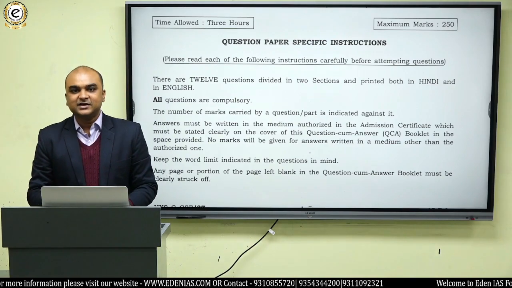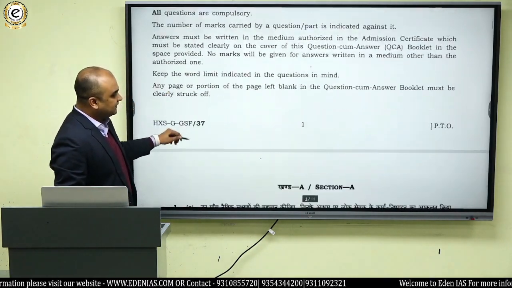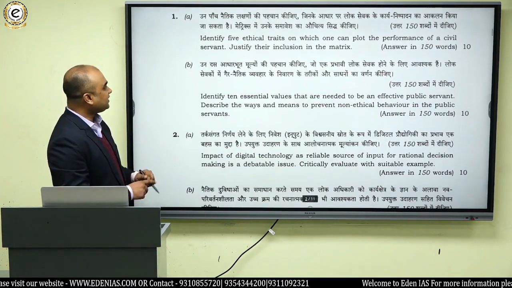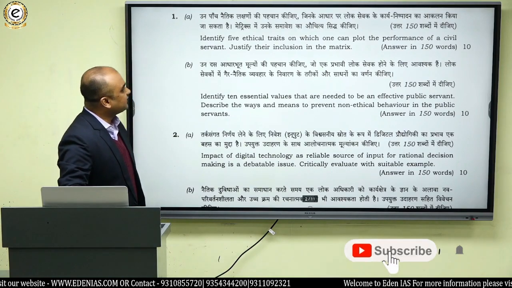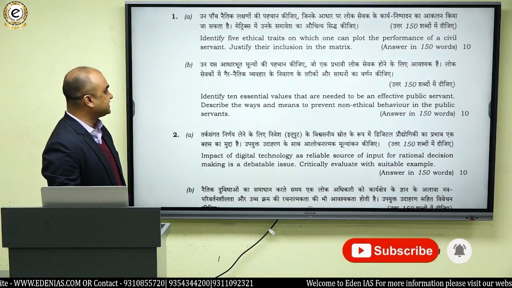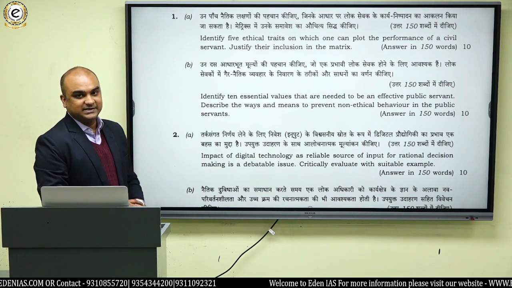And let's pick the first question of the day. So the first question goes something like this. It says, identify 5 ethical traits on which one can plot the performance of a civil servant. Justify their inclusion in the matrix.